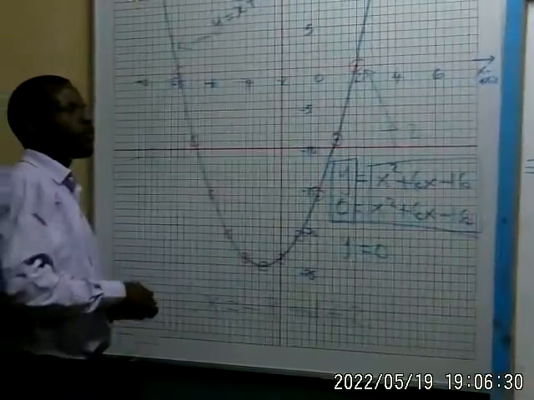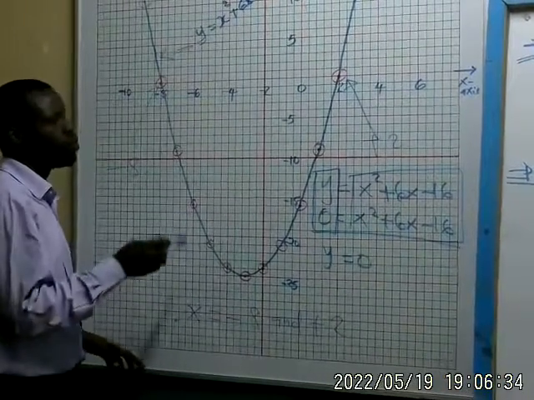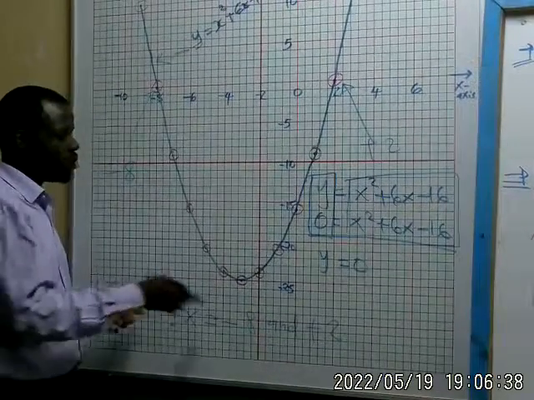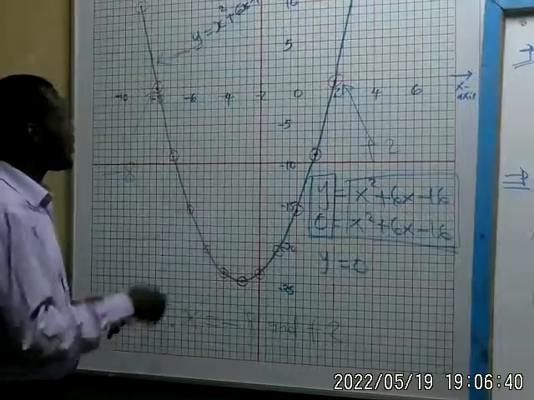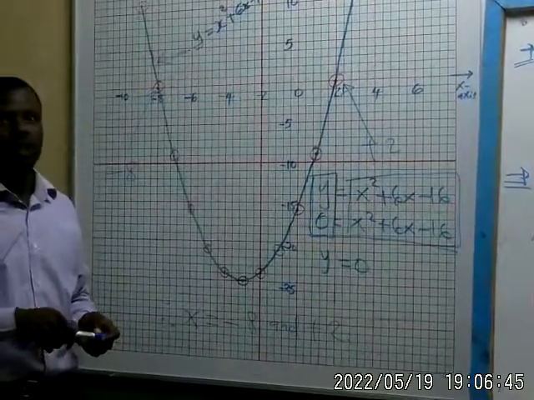And that's how to use the graphical method to solve a quadratic equation, and you get your answers as -8 and 2. Therefore, that becomes our solution. Thank you for watching.